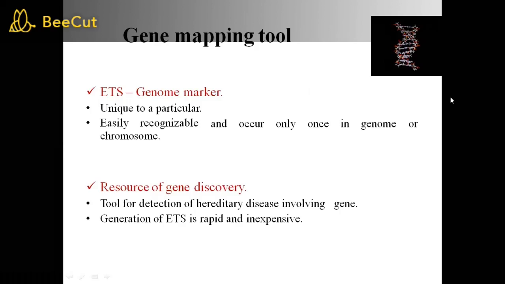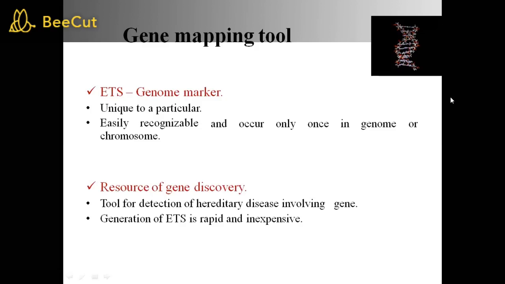So we can easily find out the expressed sequence tag and its occurrence only once in that particular genome, or we can say in the chromosome. So that's why it can be used as a genome marker. Then next, these expressed sequence tags are used for gene discovery. That means they are a resource for gene discovery.